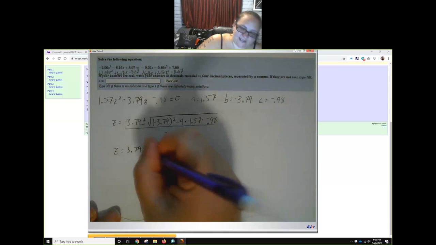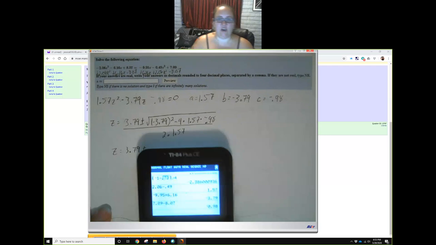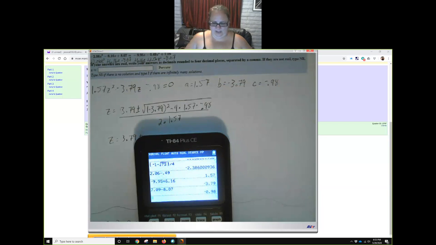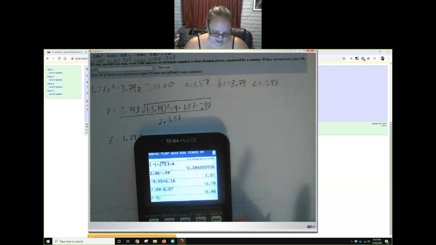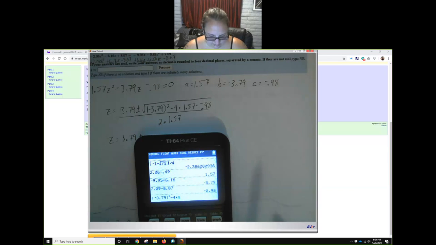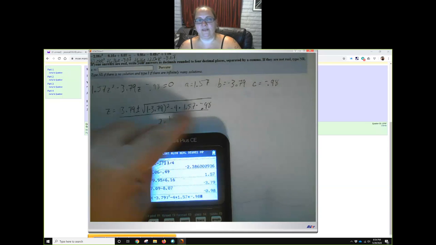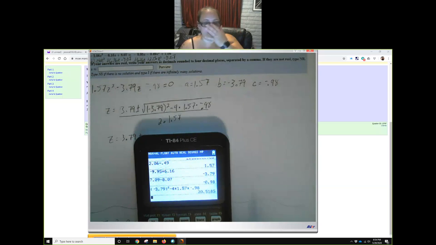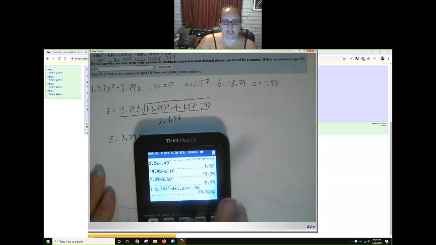3.79 plus or minus. Now, I am going to take the whole radicand, that's the thing under the radical, and I'm going to put it in the calculator all at once because why not? 3.79 squared minus 4 times 1.57 times negative 0.98. See, it's just all of this at once. 20.5185.